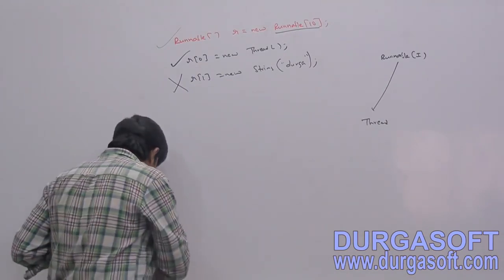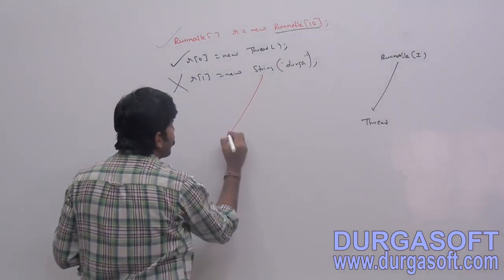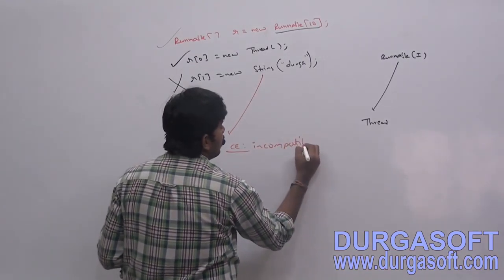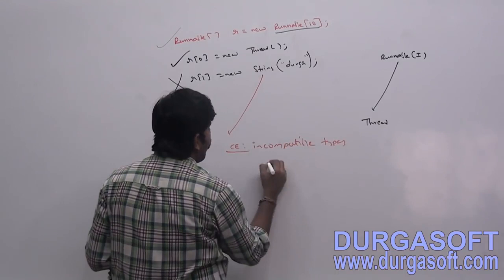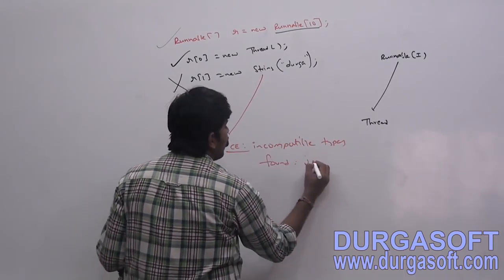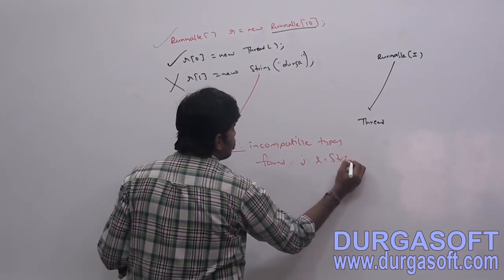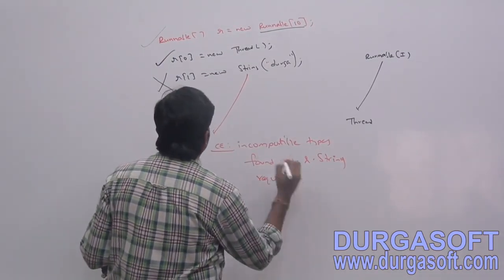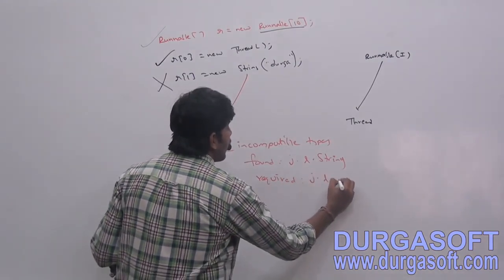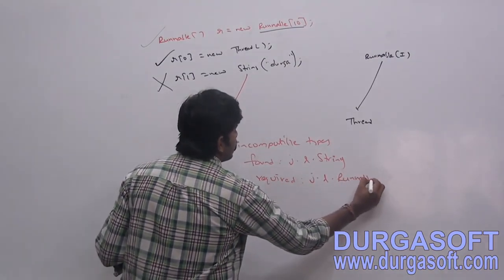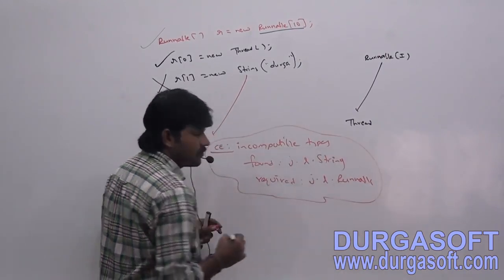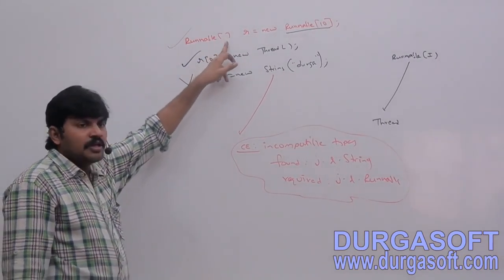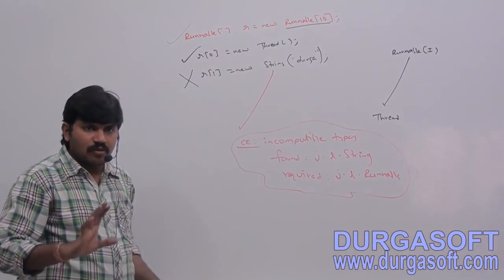The Runnable interface, right? That's why, do you know what compile time error you are going to get? Incompatible types. Found: java.lang.String, required: java.lang.Runnable. I hope it is clear for all of you, right? If it is an interface type array, its implementation class objects are allowed, no problem at all.